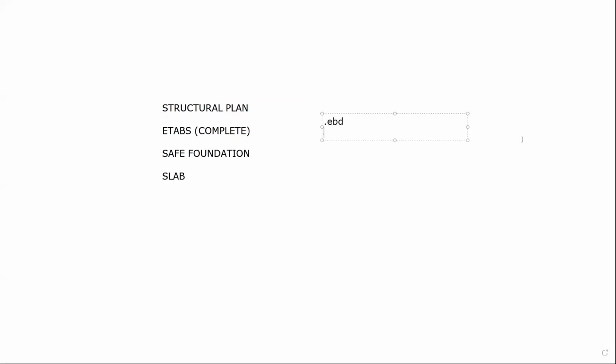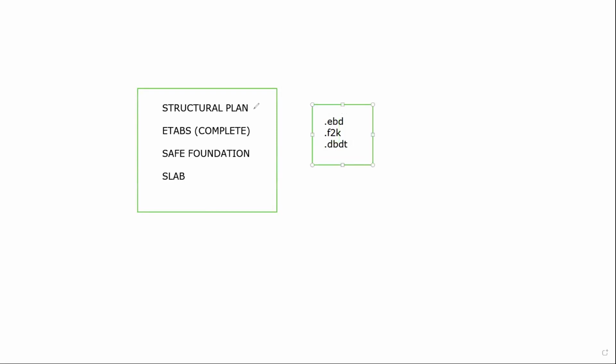After that, you can save the file in F2K, that is the text file. And there is another extension, the detailing file, called DBDT. This DBDT is the detailing file that is newly added in the software program. I will let you know how we can use it. After the slab, these are the file types that you need to extract. This is the information gathering. You can note it down if you have pen and paper, then you don't need to revise the things again.